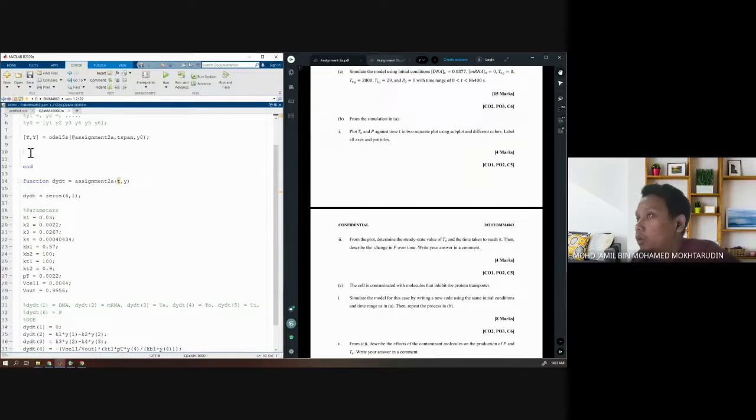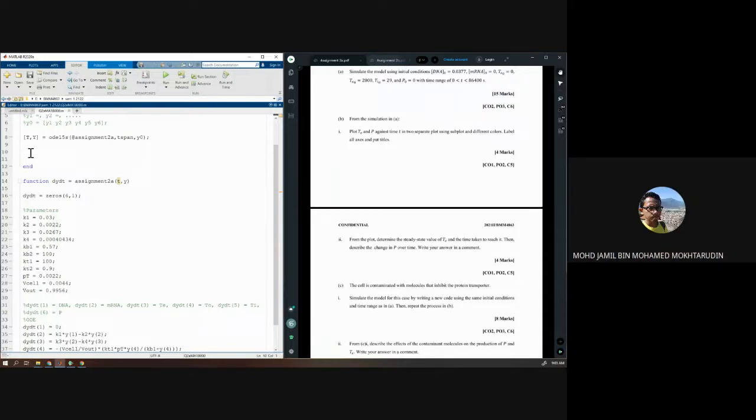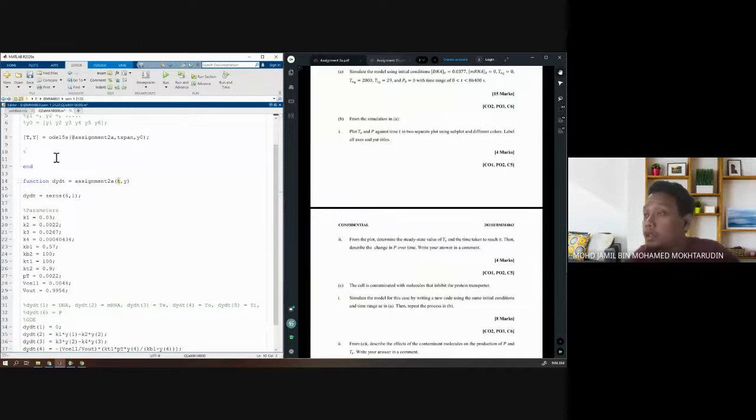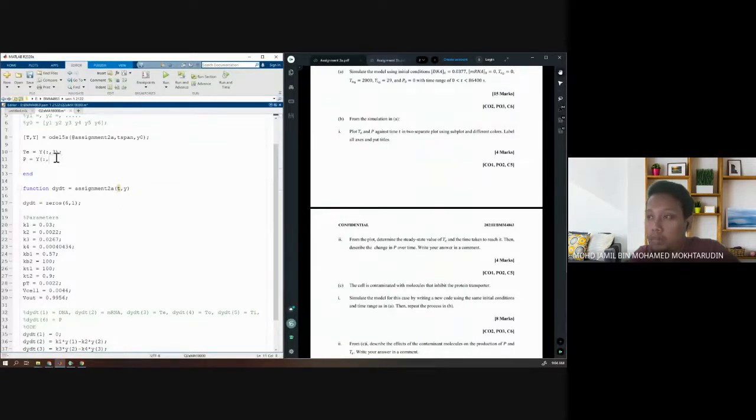Before we plot, it's good to write, let's say, TE equals Y, so TE just now number 3, and P equals Y number 6. Okay.